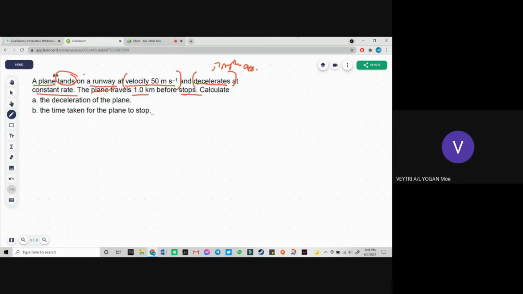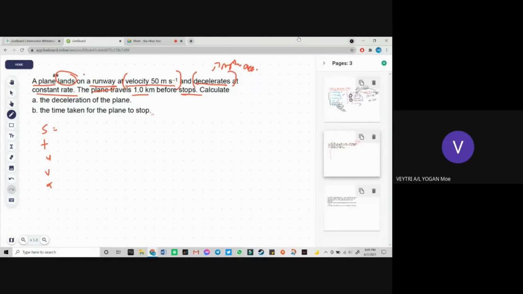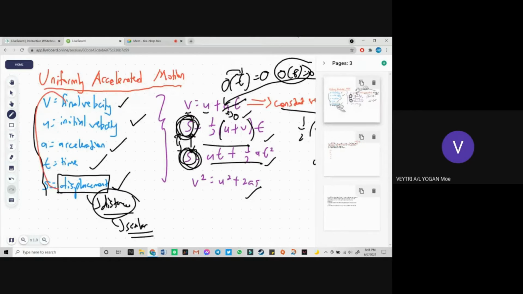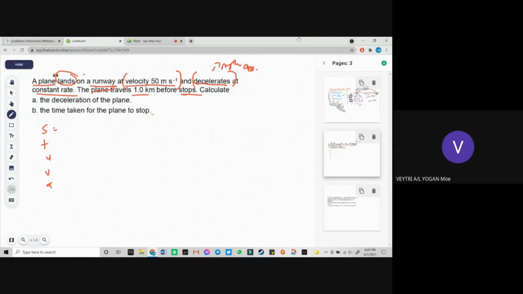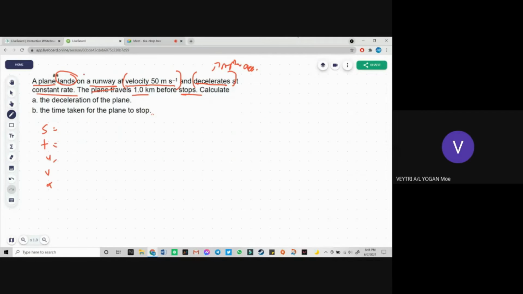Lepas traveling 1 kilometer, baru dia completely stop. Okay? Okay, now, before you do anything, write down this: SUVAT. Apa ni SUVAT? SUVAT is whatever you guys have seen here. See, everything here is a thing. Alright, you guys write SUVAT. Okay, number 1. Fill up dulu SUVAT sebelum buat calculation.